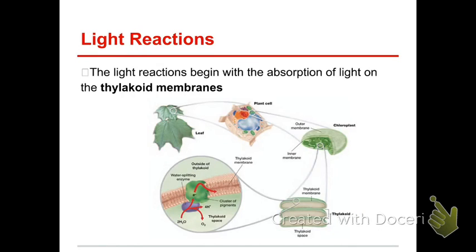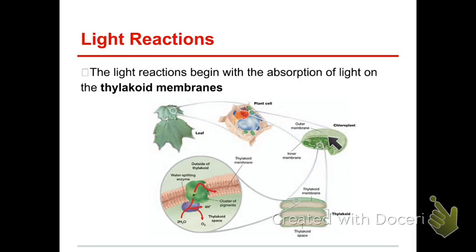So the light reaction begins with the absorption of light on the thylakoid membrane. So those green little stacks inside the chloroplasts, on the membrane, just like a cell membrane, they have these pigment molecules that contain chlorophyll that are just absorbing light. Remember, pigments absorb light but also reflect light. So what color light are the thylakoids reflecting? Green, absorbing all the other colors.